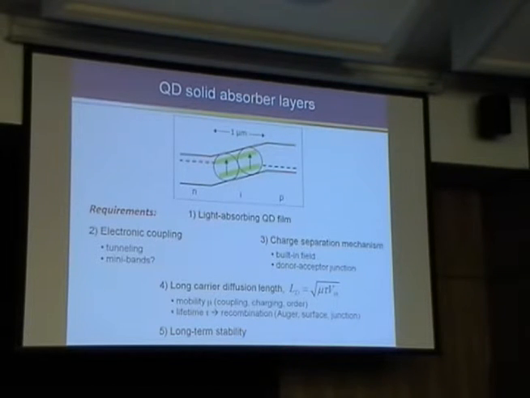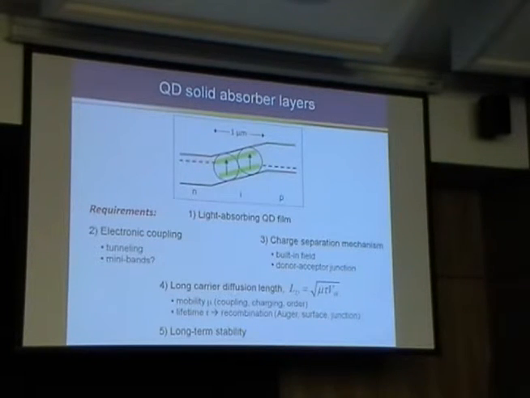So when we think about increasing the diffusion length, that breaks down into being concerned about mobility, being concerned about lifetime. And in quantum dot solids, mobility turns into worrying about electronic coupling between the nanocrystals, between the quantum dots, charging effects, and also order, or really more specifically disorder. And then lifetime considerations. Lifetime basically comes down to recombination effects, and we're talking about Auger and surface effects because of the very, very large surface area within these materials.